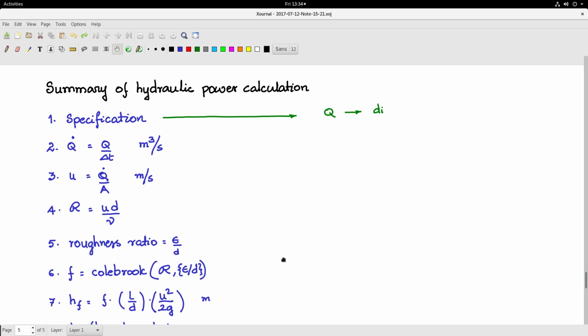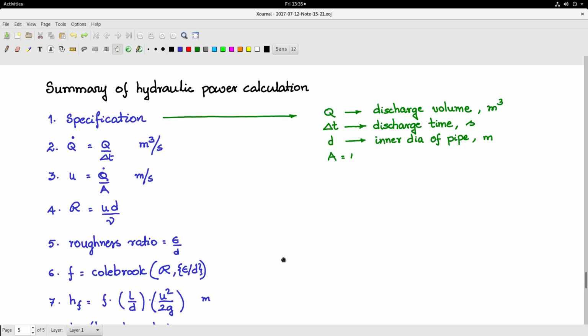So first you need to specify the discharge volume. How much amount of water do you want to lift up to the overhead tank in a day or in 1 hour? These things you need to specify. Discharge volume Q in meter cube. Delta T is the discharge time in seconds. D is the diameter, inner diameter of the pipe in meter. A is calculated as pi by 4 d square, is the cross section area of the pipe normal to the direction of the flow, and this is in meter square.